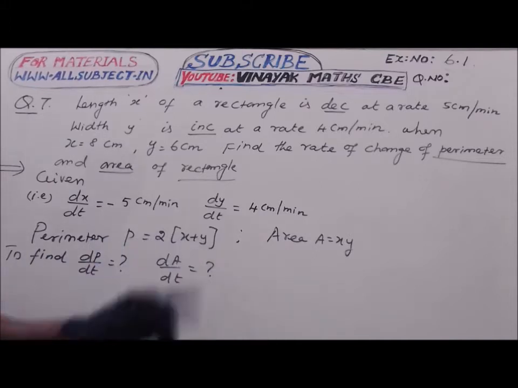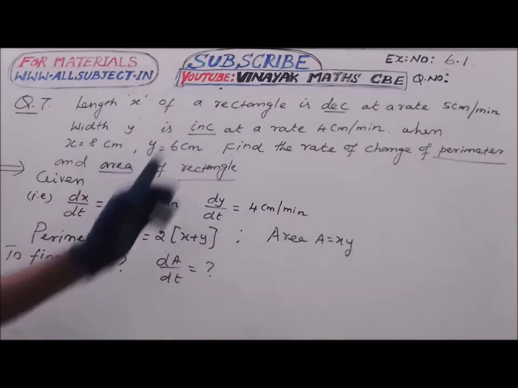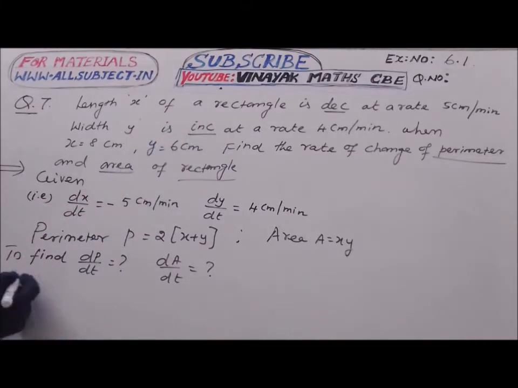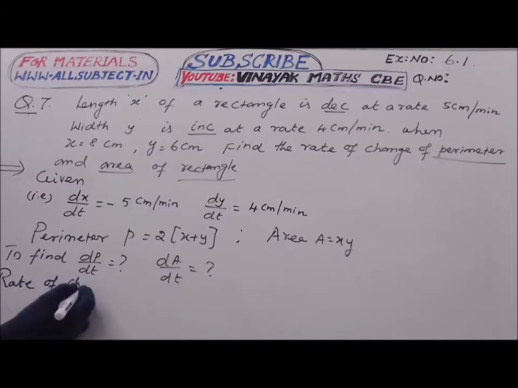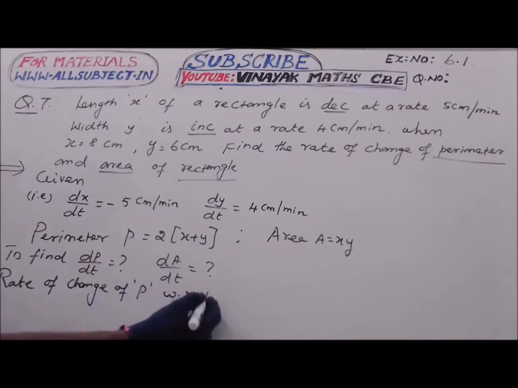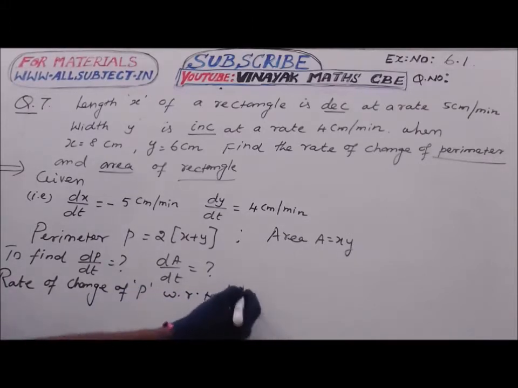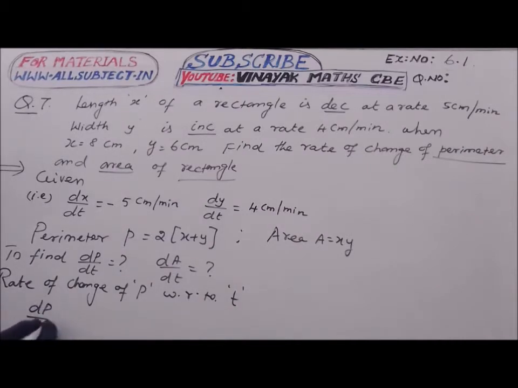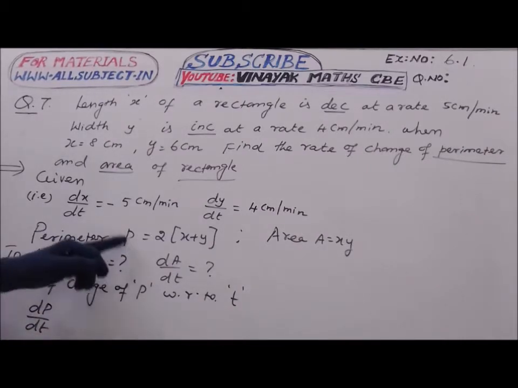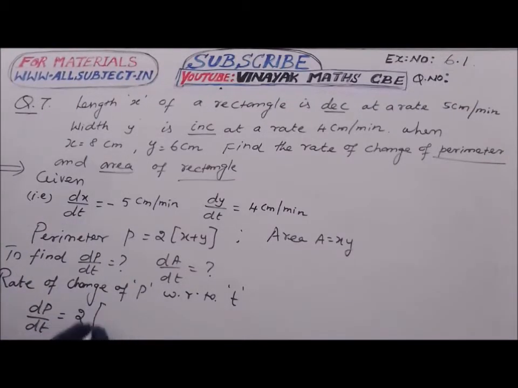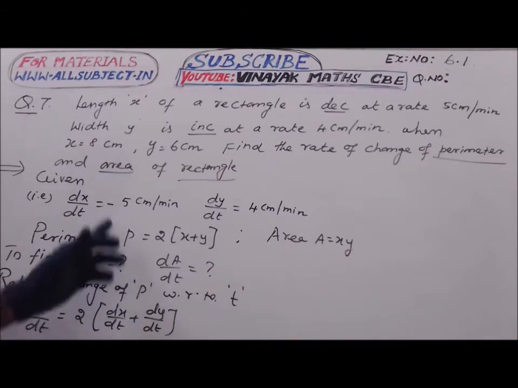So P is 2 into x plus y. Differentiating with respect to time t, the rate of change of perimeter is dP by dt equal to 2 into x with respect to t, which is dx by dt, plus y with respect to t, which is dy by dt. So both the information of dx by dt and dy by dt are given.